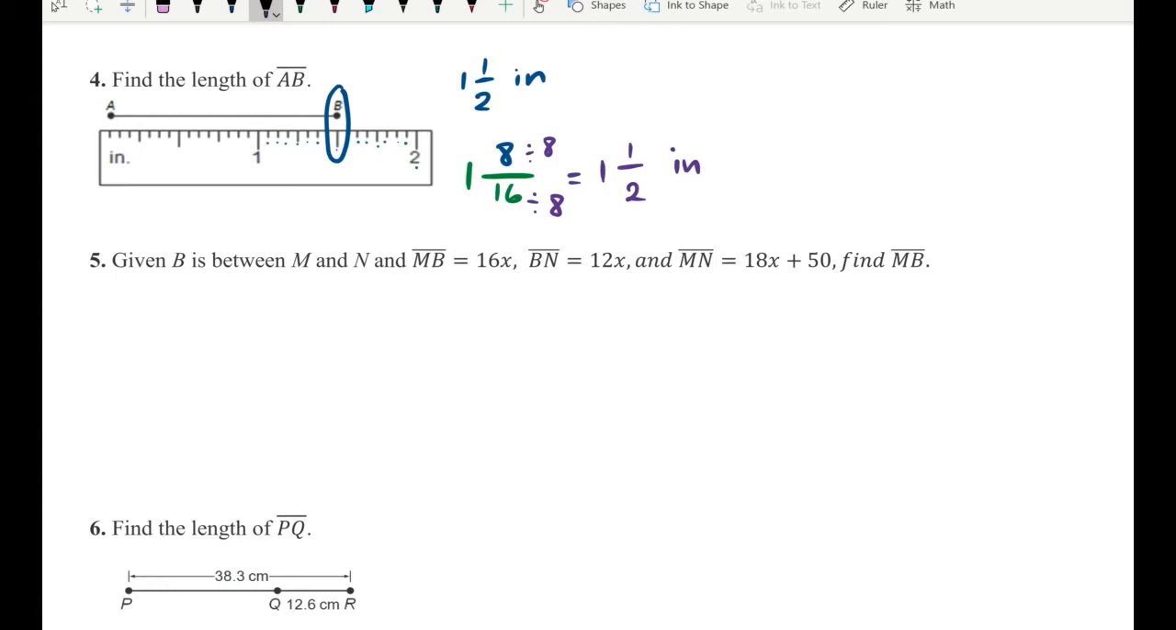Alright, part B, number 5. Given B is between M and N, MB is 16x, NB is 12x, and MN is 18x plus 50. Find MB. Be careful, make sure you read the question carefully. They didn't ask you to solve for x. They asked you to find MB. That means after you solve for x, you have to plug it back in for MB. B is between M and N, so we write down the segment MN and B somewhere in between. It doesn't have to be in the middle.